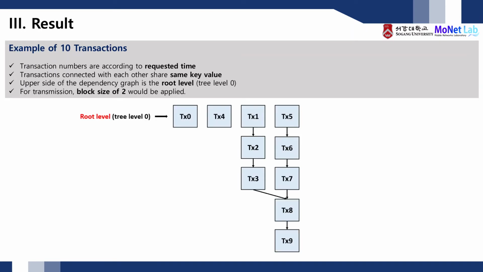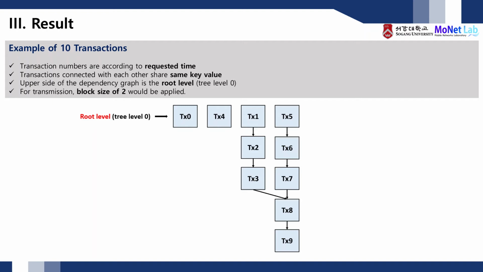This section shows the result of our proposed methods. For clear result comparison, a 10 transaction set forming a 5-level dependency graph shown in the slide will be used. Transaction numbers are according to requested time, which should be used as a factor for time priority consideration. Transactions connected with each other share the same key value. For example, transactions 0 and 1 have different key sets, therefore do not connect with each other.